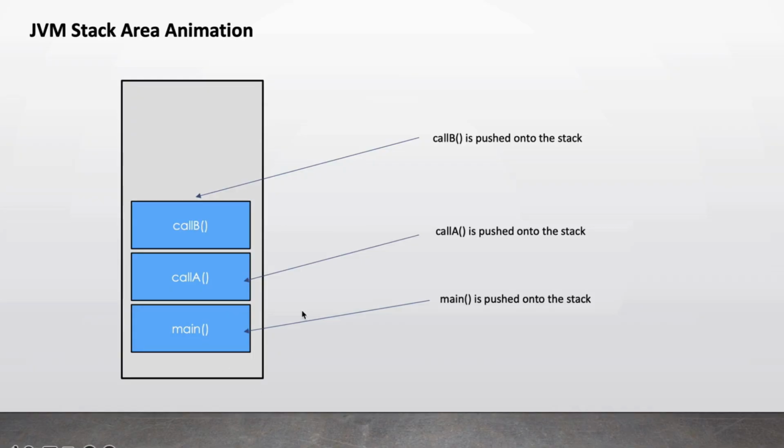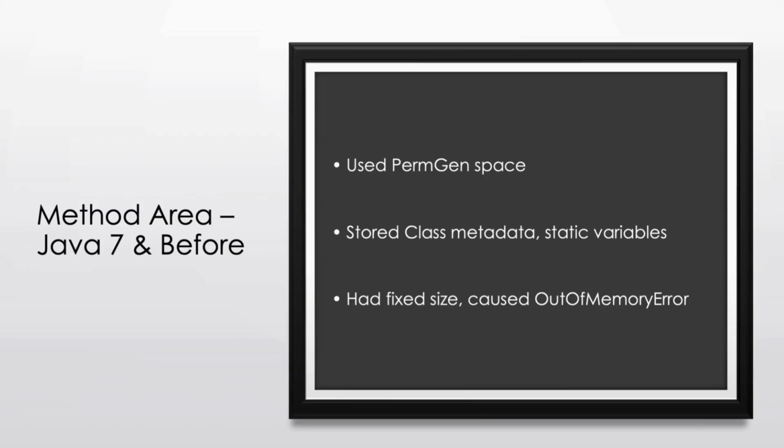Now the next one is the method area. In Java 7 or earlier, the method area was a special part of memory called the permanent generation, or you call it permgen as well. It stored information about classes, class static variables, and method definitions. Permgen had this problem: it didn't grow automatically, and it was running out of space very frequently.